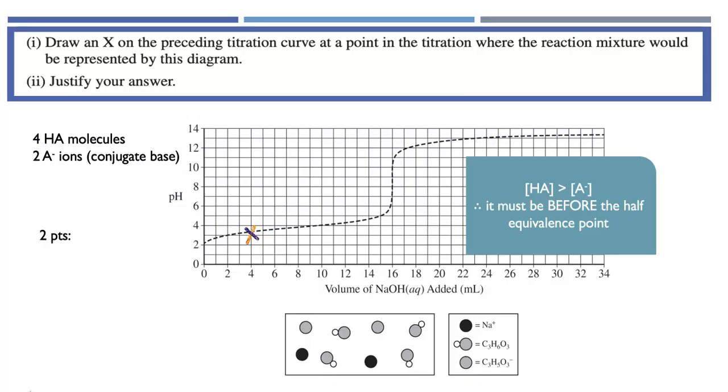This part of the question was worth 2 points. 1 point was for putting your X at the right place, and anything between 3 and 8 milliliters was accepted because it wasn't at the beginning and it was not at the half equivalence point yet. The other point was for correct justification. Since HA is greater than A-, we're before the half equivalence point. And that's what you needed to have, both parts.